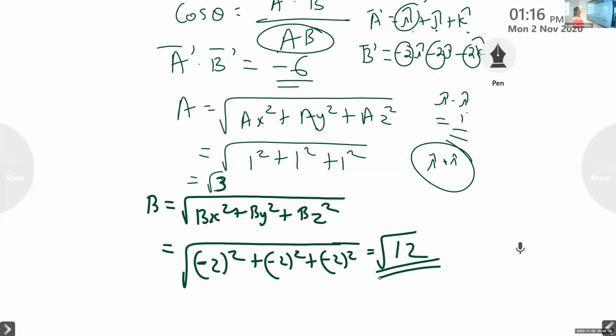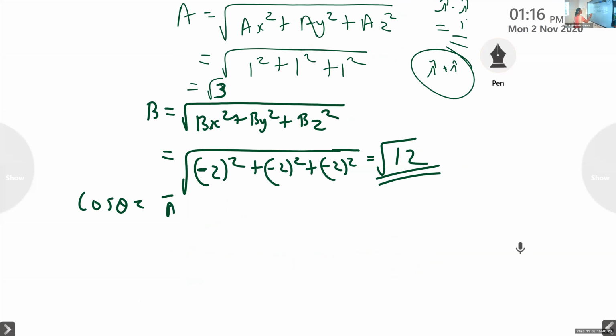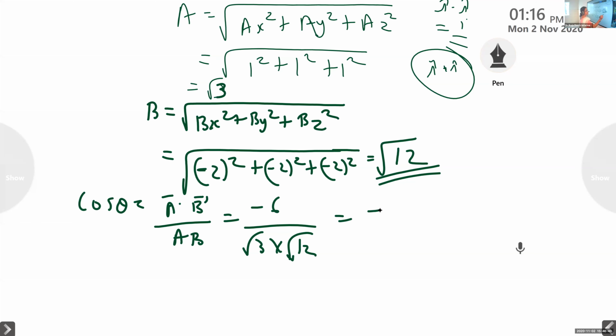Now we substitute in the equation for cos theta. So cos theta is equal to vector A dot B. Already we have written it, I am just writing for my sake. Minus 6 into square root of 3 into square root of 12. So we can make it a little easier by taking the factors of square root of 12.